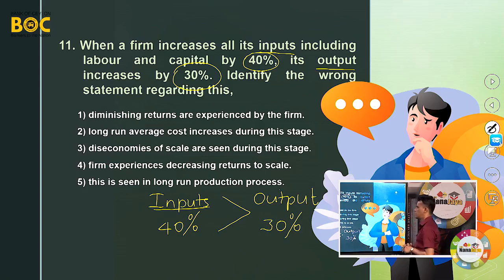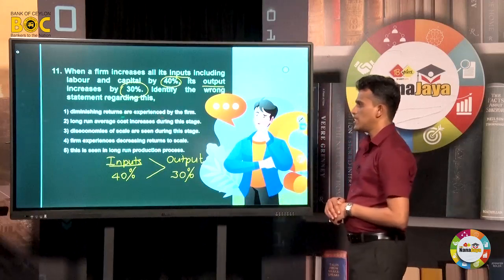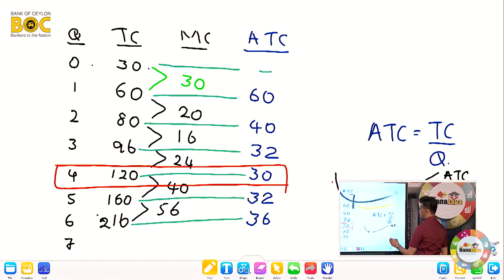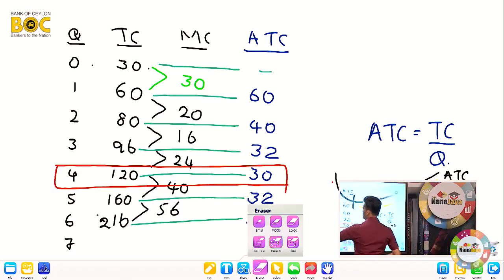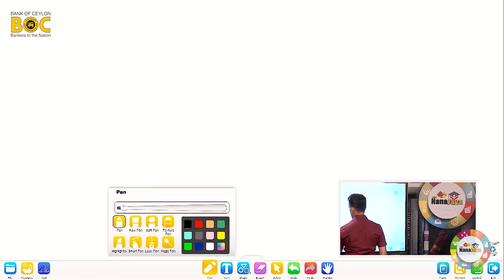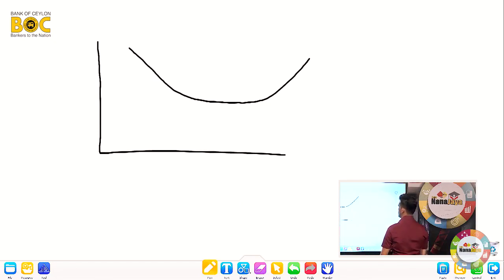Let's check the options. Diminishing returns are experienced by the firm. No, diminishing returns are seen in the short run. Diminishing returns, law of diminishing returns, diminishing marginal returns, all these terms are used to identify the law of diminishing returns. So that is related to the short run. The second one, long run average cost increases during this stage. We learned that the long run average cost curve takes this kind of a flat U-shaped diagram.